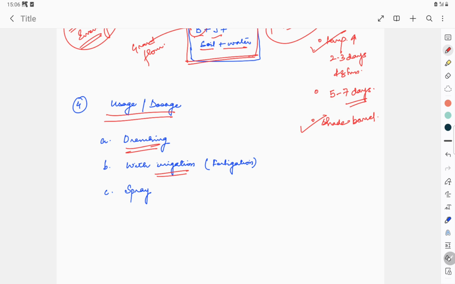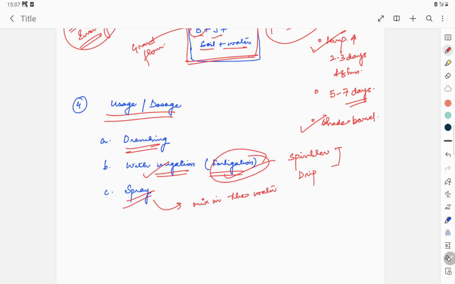Otherwise we can use the Jeevamrit with irrigation, mostly as fertigation. As you all know, nowadays we popularly use sprinkler and drip irrigation for vegetables and crops, so we can mix the Jeevamrit with the water and do fertigation. Otherwise we can spray the Jeevamrit, but we have to mix it in water. We cannot spray it as such. Let's say 10 liters of Jeevamrit in around 100 liters of water.